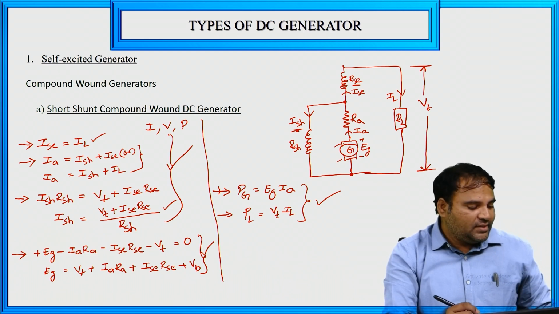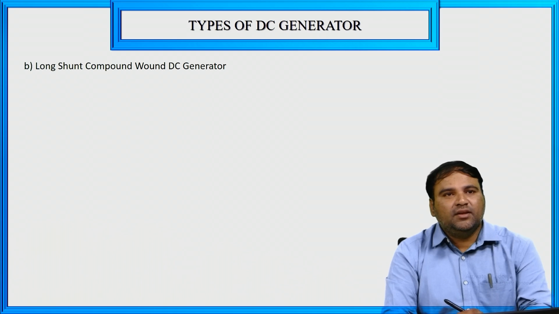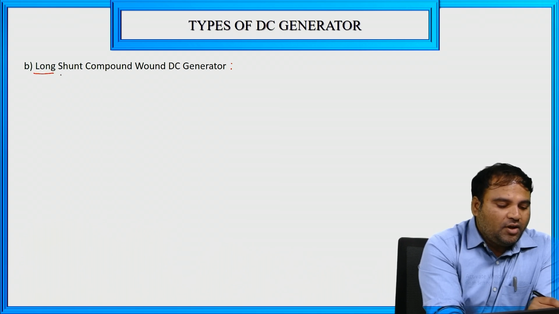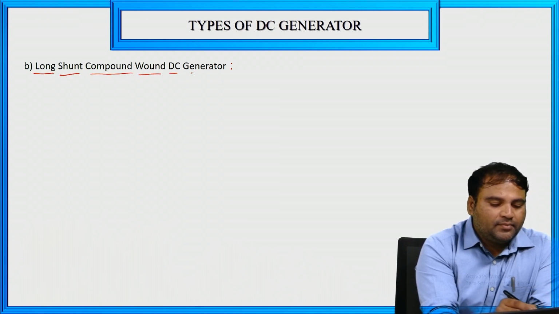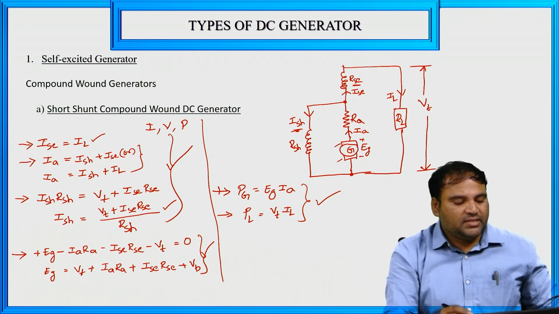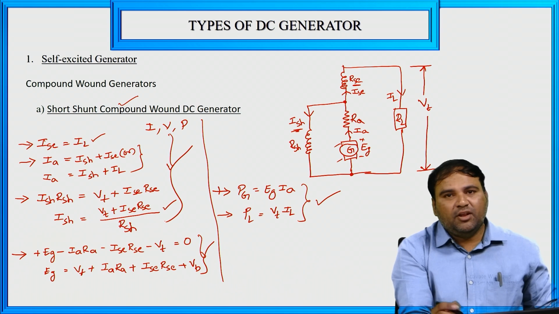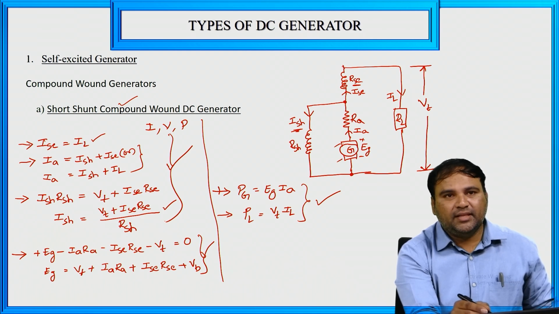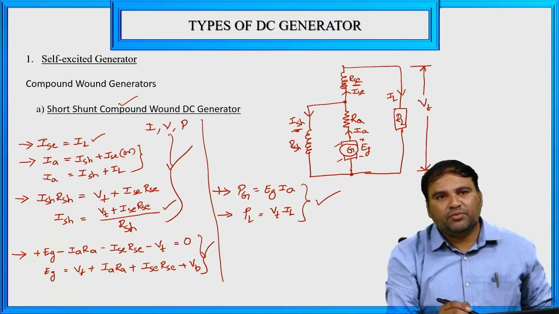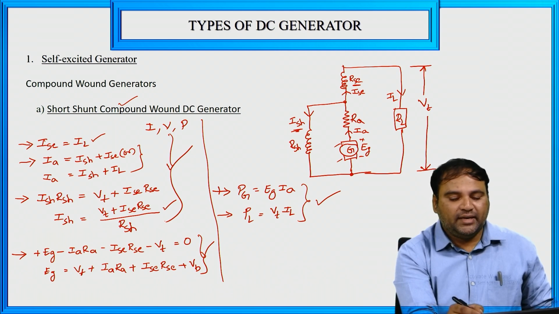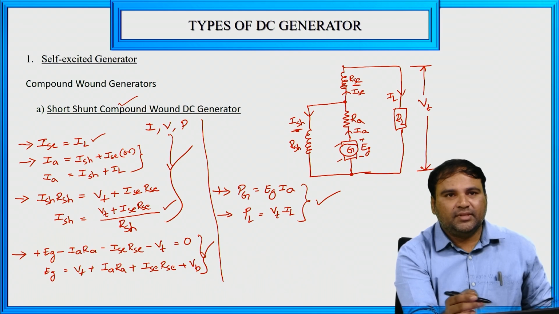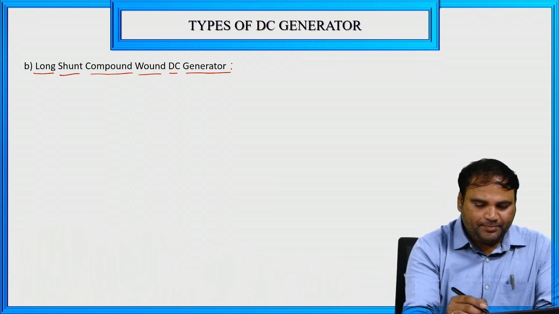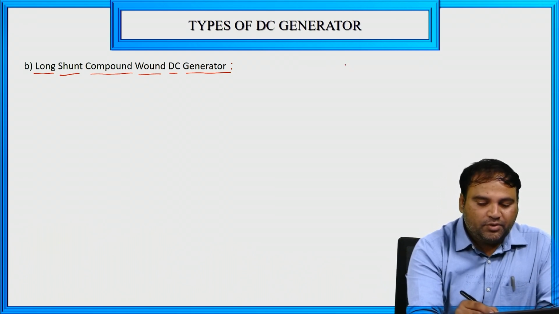And in compound wound DC generator, we have the second type, that is the long shunt compound wound DC generator. It is very simple. Previously we discussed the short shunt compound generator. For the long shunt compound wound generator, we can remove this connection from here and place it here. Then the diagram belongs to the long shunt compound wound DC generator. Remove the connection at this point and connect here. So we need to draw the diagram here.